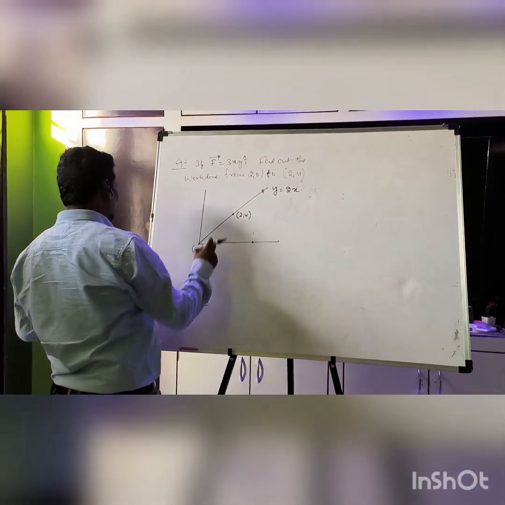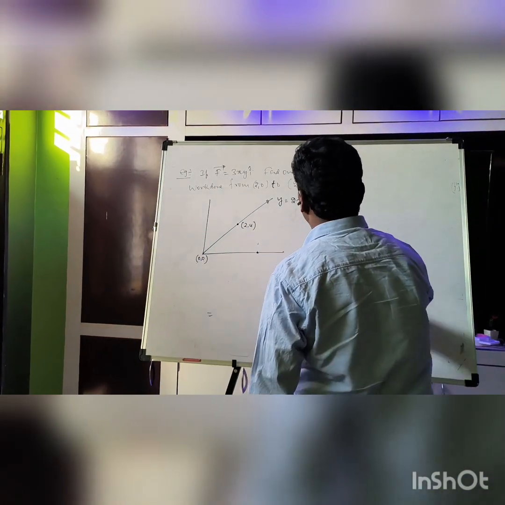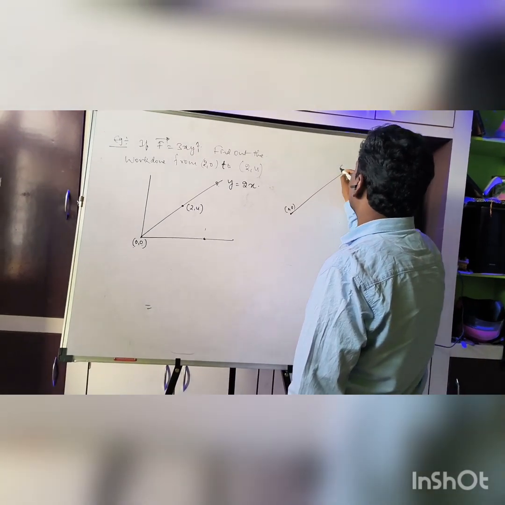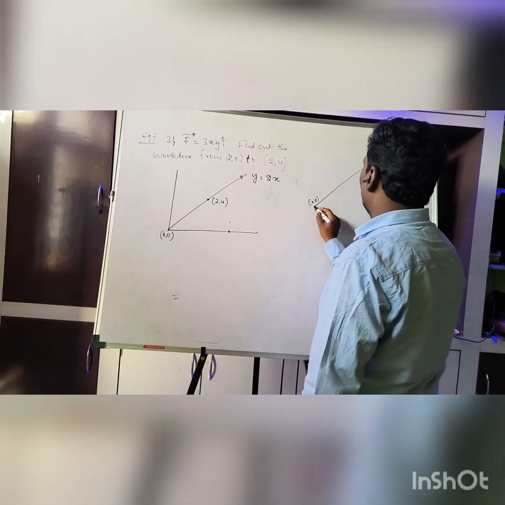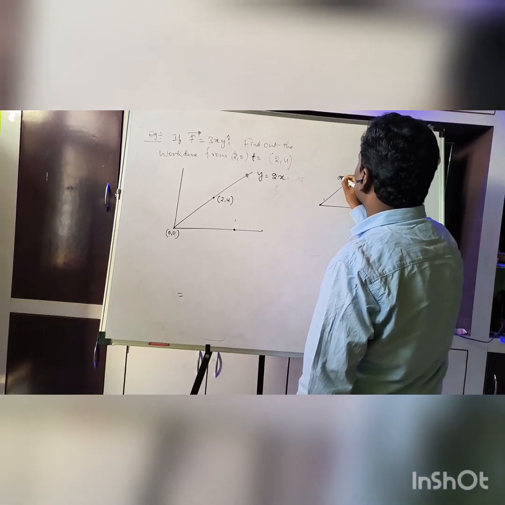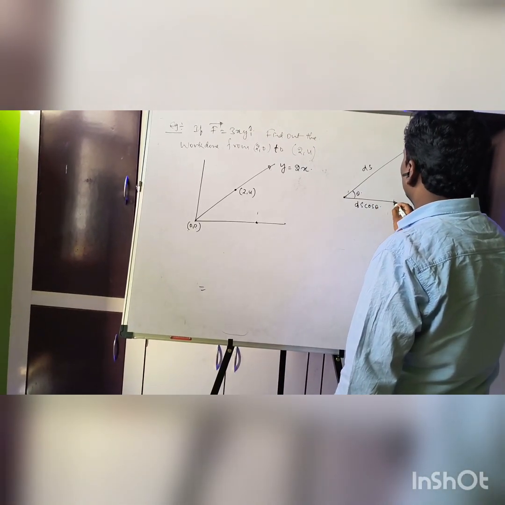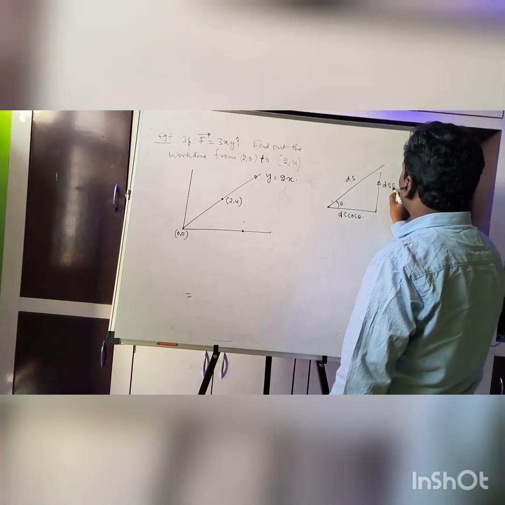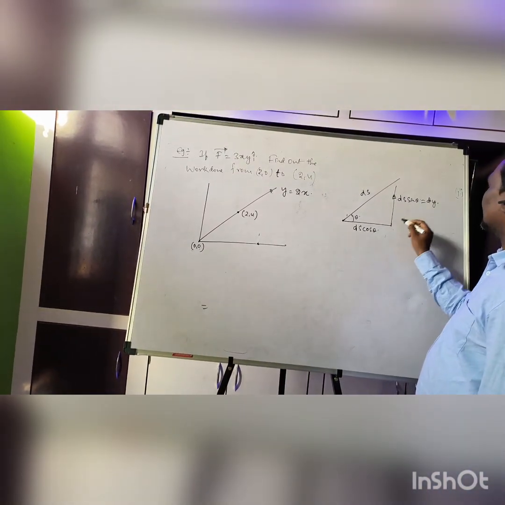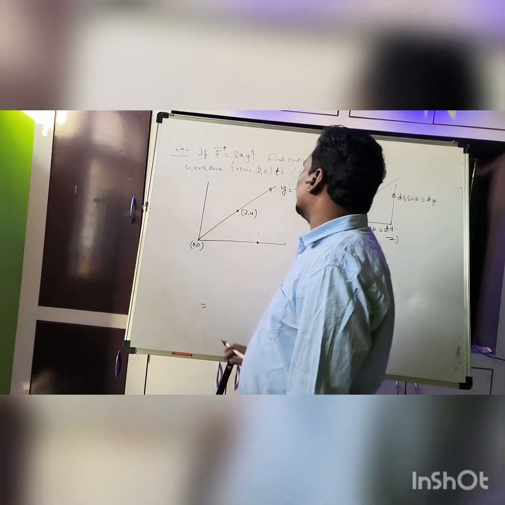So we have to find the work done from (0, 0) to (2, 4). Let's say this is (0, 0), and this is (2, 4). Suppose I take the displacement, for example this is ds, and this is theta. Can I write this as ds cos theta, and this as ds sin theta? What is ds sin theta? I will write it as dy. What is ds cos theta? I will write it as dx.